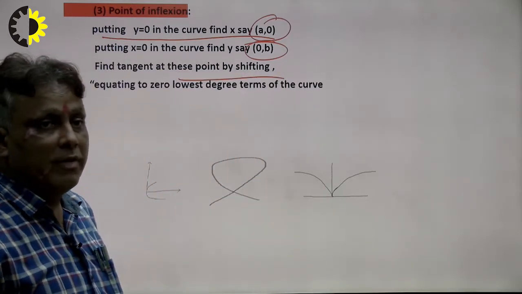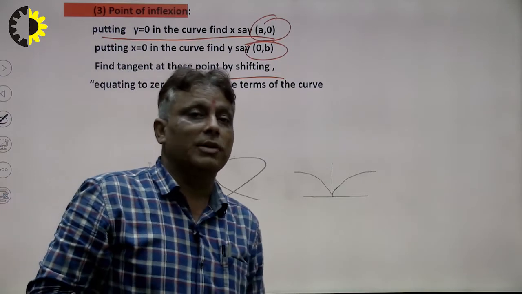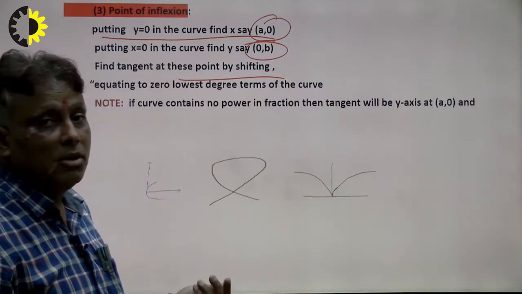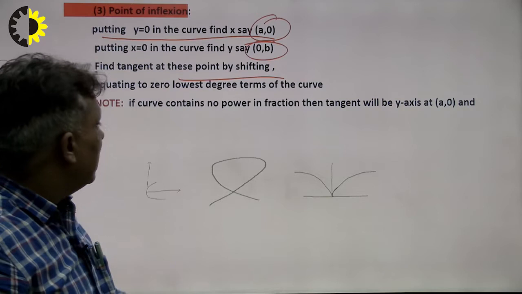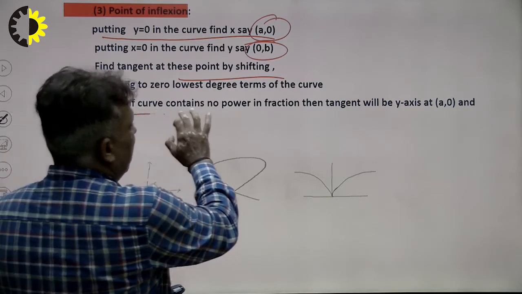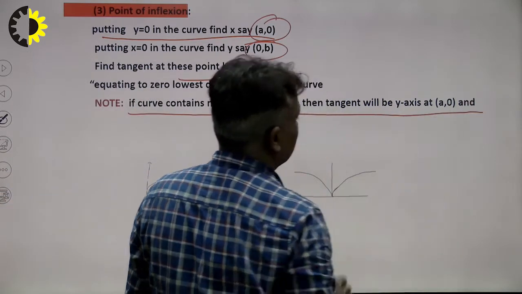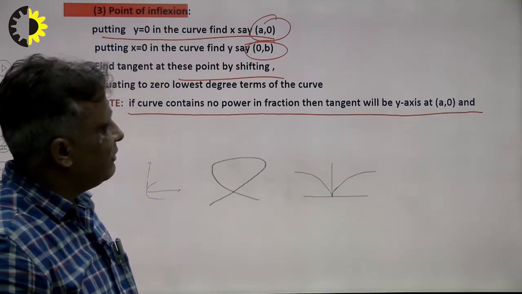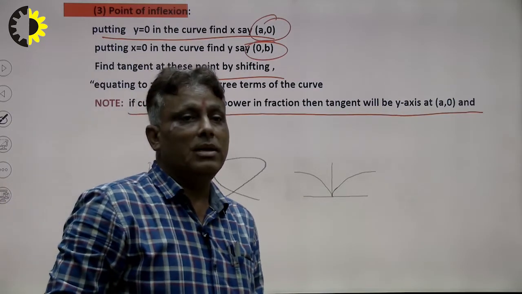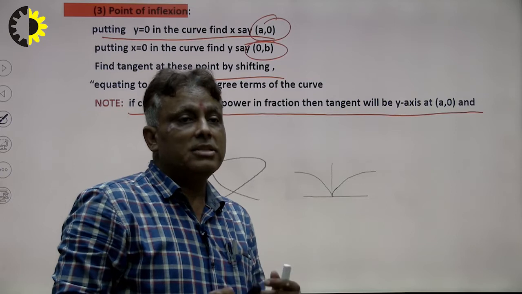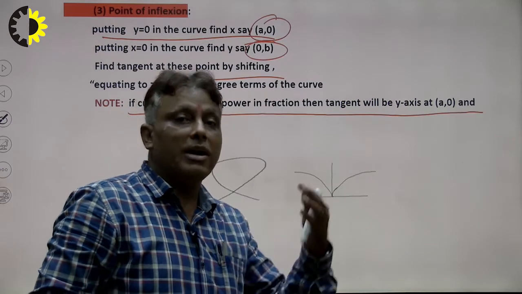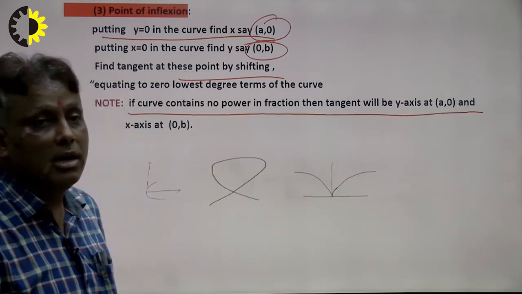In this way, equating to 0 the lowest degree terms of the curve, we find all the tangents. Now there is a note: if the curve contains even power of y in fraction, the tangent will be the y-axis at (a, 0). In this way we can find out our problem. We will discuss it later on when we solve the problem.